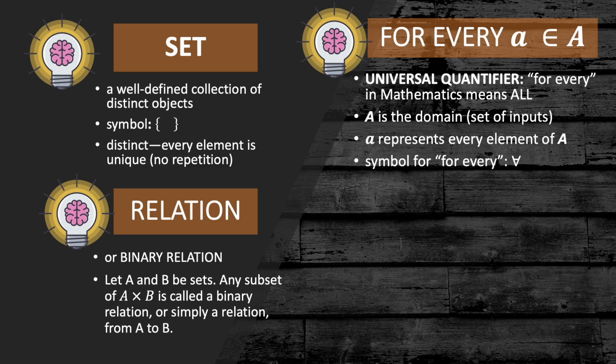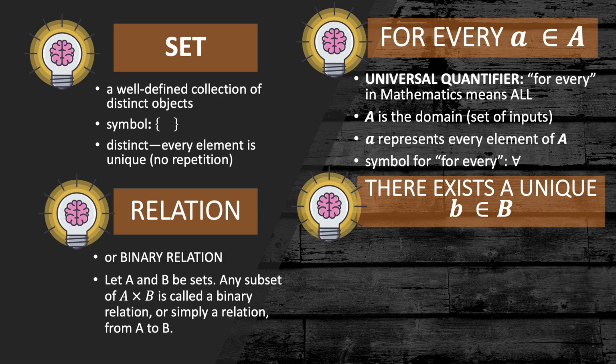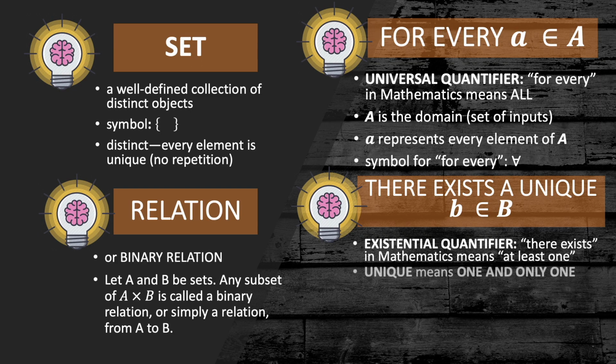Did you know that the existential quantifier there exists in mathematics means there is at least one? This would mean that the minimum value is 1 and the maximum value is infinity. However, because of the word unique, which means one and only one, in the definition of a function, the maximum value we are talking about is 1.